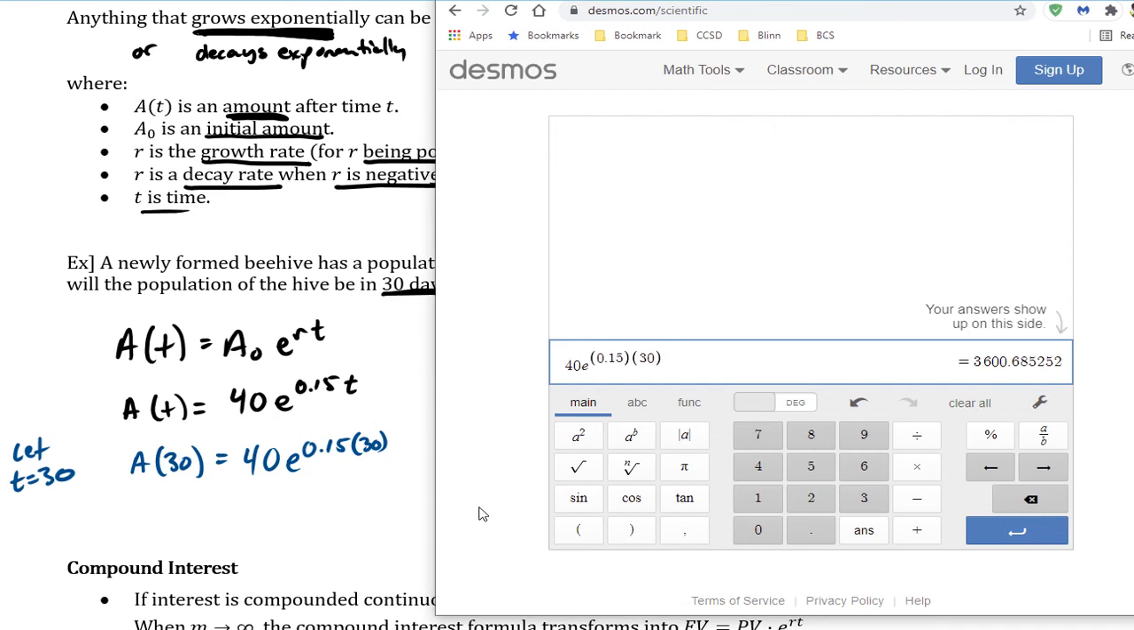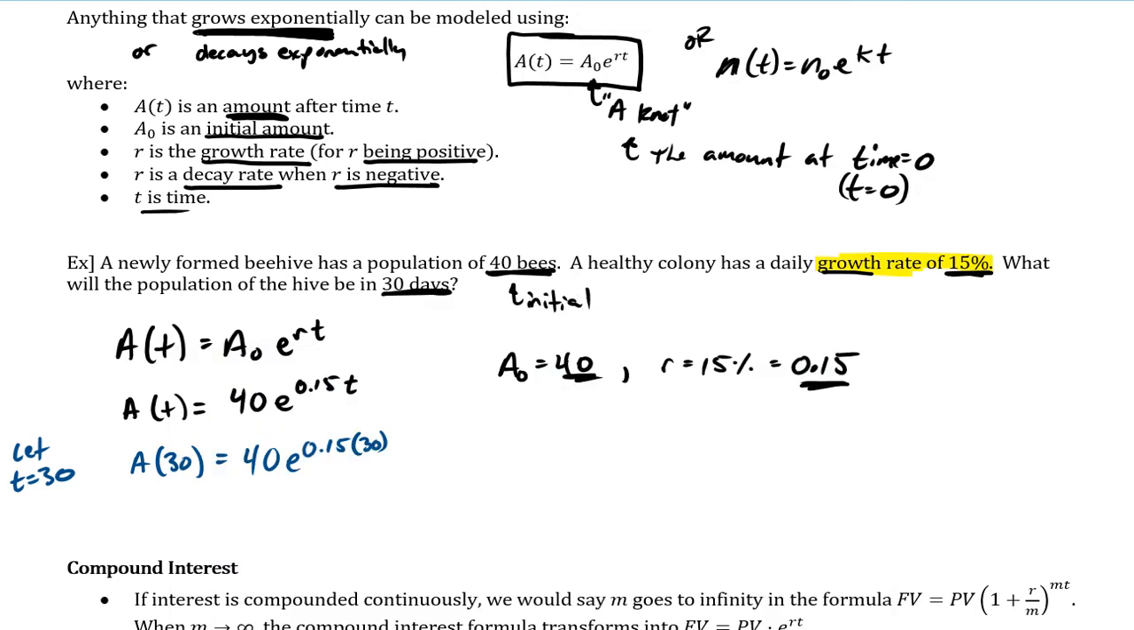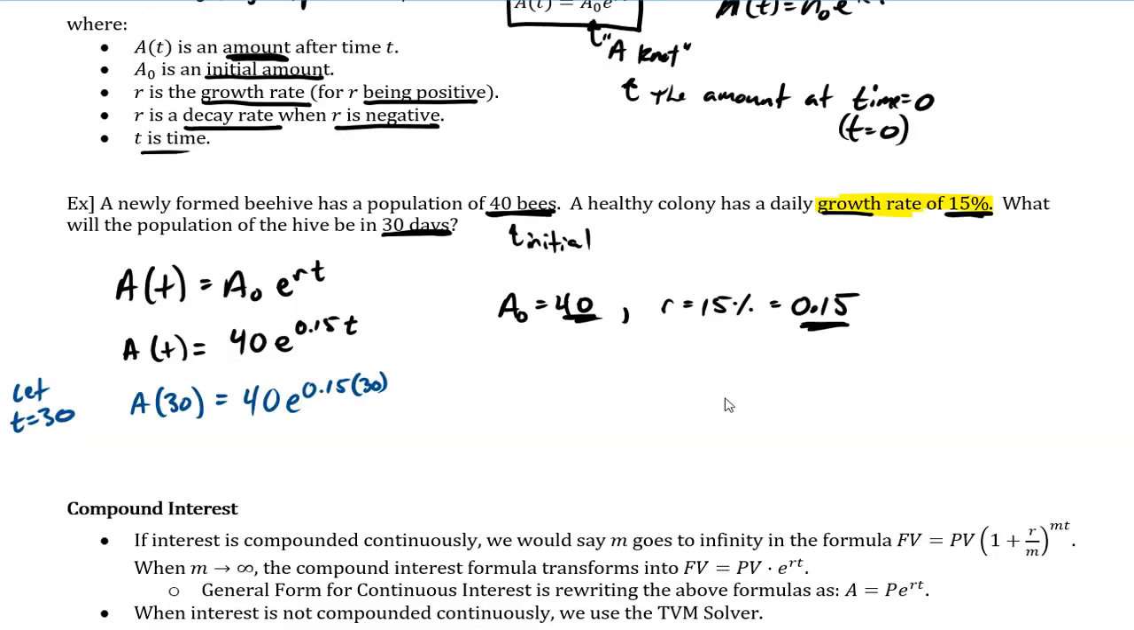So there we go. That's our population of the bees then. We'll just round it to the nearest whole number, so 3,601. So that's it. 3,601.